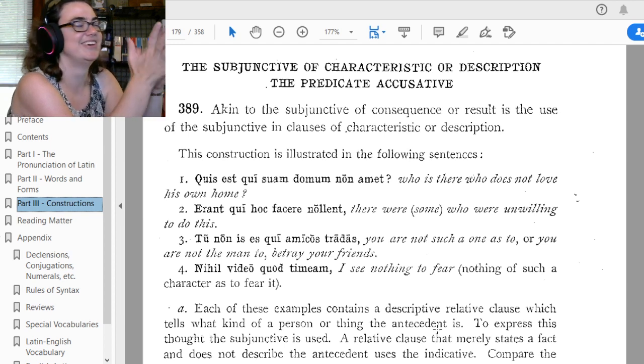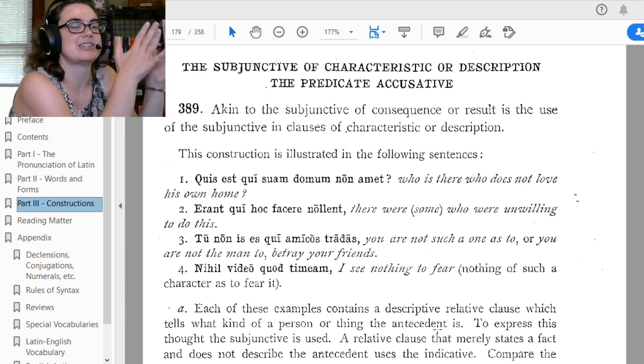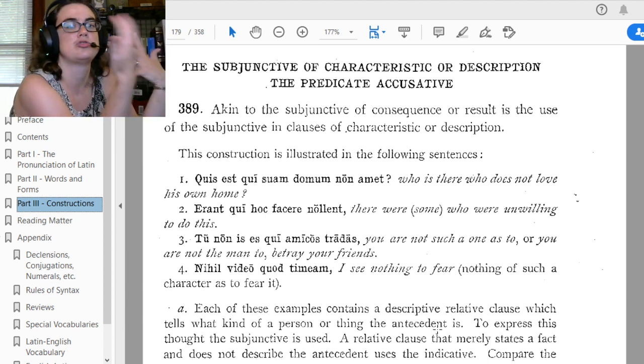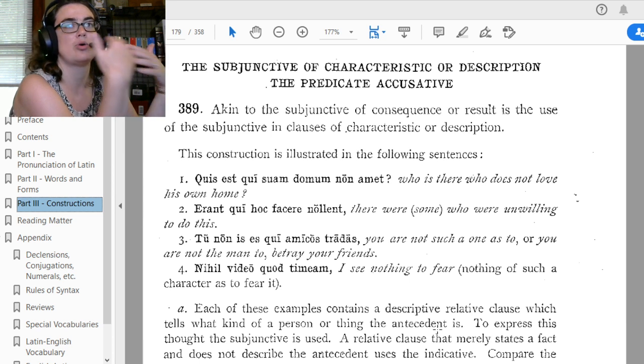All right. Another common way of setting it up is a verb to be without a specified subject and then the relative pronoun. Erant qui hoc facere nolent. There were those who didn't want to do this. Or there were those who were unwilling to do this.